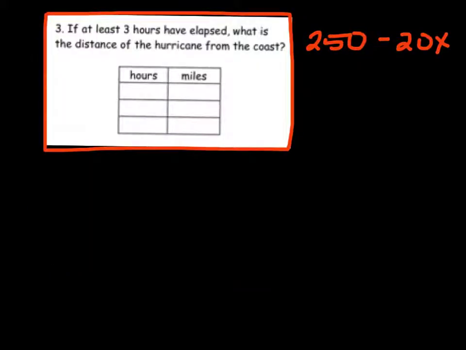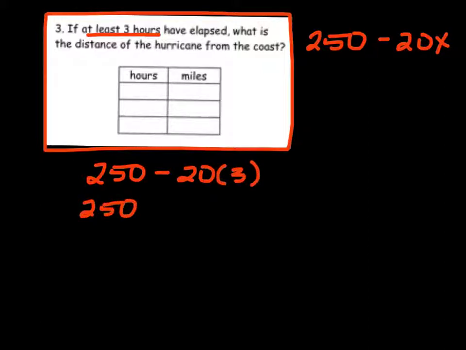So number 3 asks, if at least 3 hours have elapsed, what is the distance of the hurricane from the coast? So again, I'm looking at this equation here, and if I'm looking for at least 3 hours, then I'm going to plug in that 3 into the equation. So I'm going to say 250 minus 20 times 3 hours that have elapsed. So that's 250 minus 60 in all. So that would give me a total of 190 hours. So I'm going to go ahead and put that answer in my table.